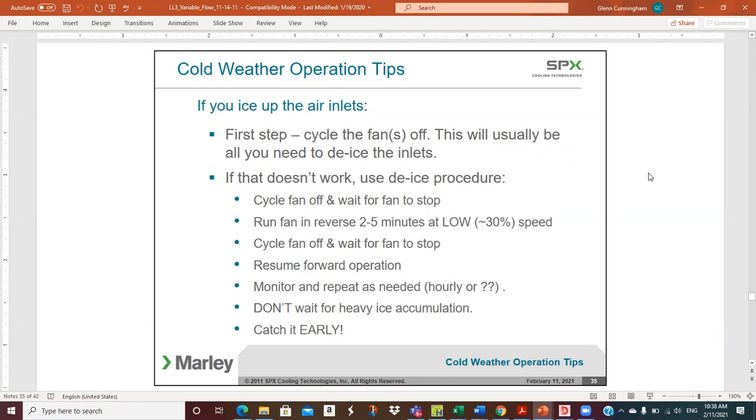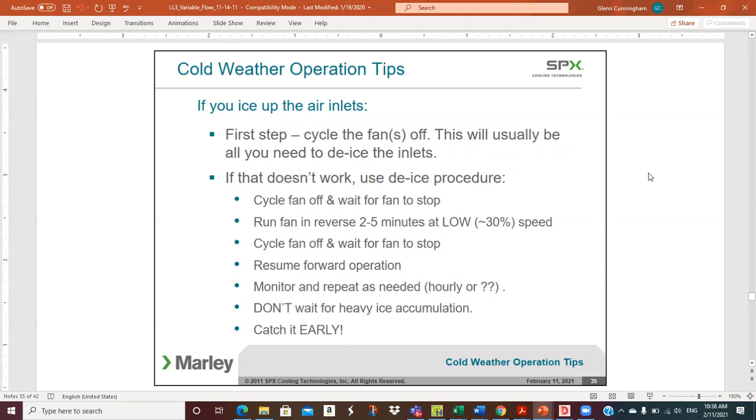Hourly? Don't wait for heavy ice accumulation. Catch it early before it gets really, really bad. So the VFDs can run the motors in reverse. So that's another very handy characteristic of the VFD. So you just run it backwards.